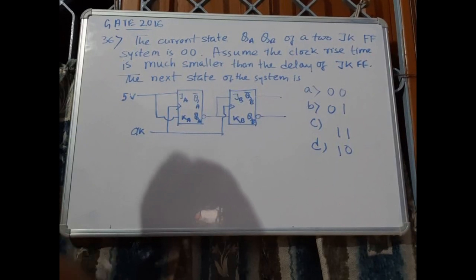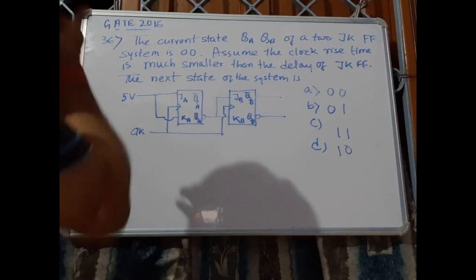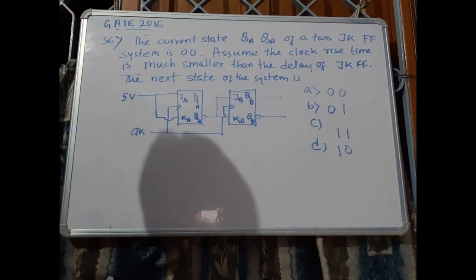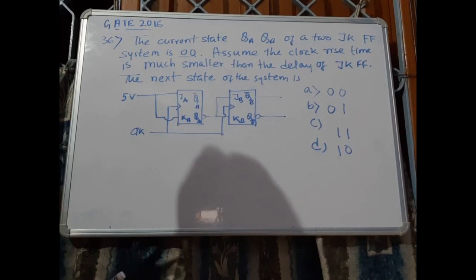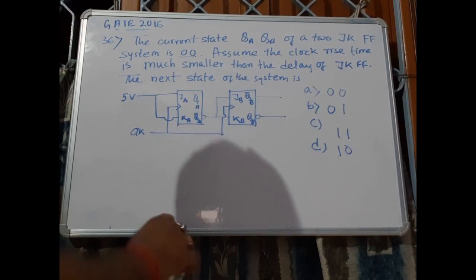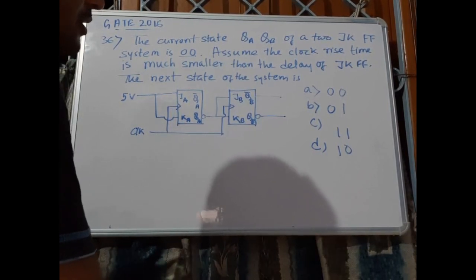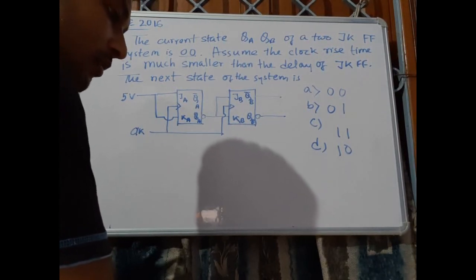This is problem number 36 of GATE 2016. The current state QA QB of a 2 JK flip-flop system is 0, 0. Assume the clock rise time is much smaller than the delay of the JK flip-flop. And the next state of the system is: option A 0, 0; option B 0, 1; option C 1, 1; and option D 1, 0.